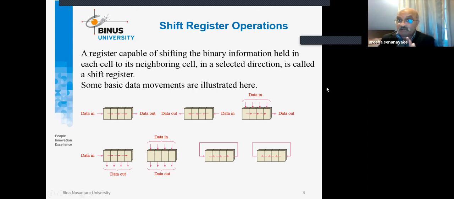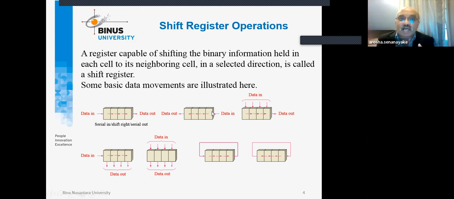But you know that in 8-bit computers, we have a data bus of 8 bits, so all 8 bits transmit together in parallel. But that is why we call this transmission serial. Serial in, data in serially, 1 bit at a time. That is called serial in.